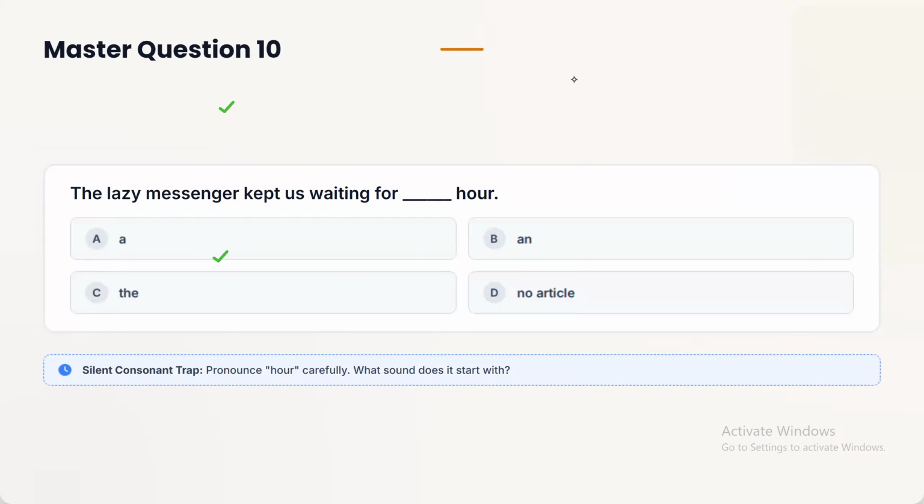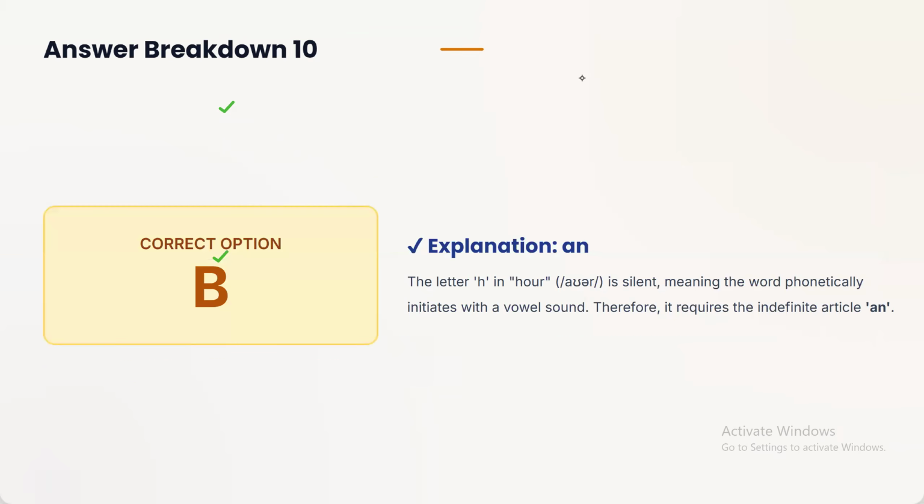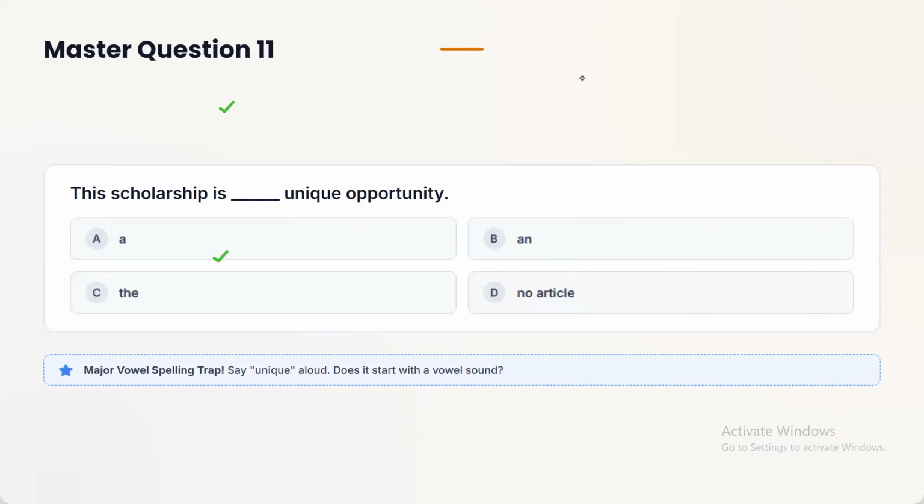Is it a hour, or an hour, or the hour, or no article? B. Yeah, I think we did this in the example. The sound there is O, not H. H is silent. I always tell you to pay attention to the sound. So H is silent, meaning the word phonetically begins with a vowel sound. Therefore, it requires the indefinite article an.